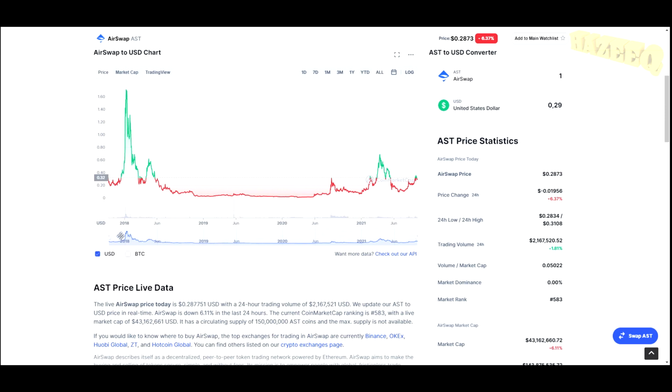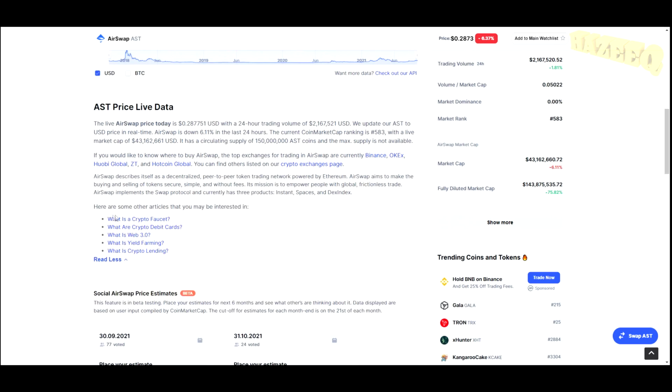Next up, what you want to do is scroll down over here, click read more, and read about the project. AirSwap describes itself as a decentralized peer-to-peer token trading network powered by Ethereum. AirSwap aims to make the buying and selling of tokens secure, simple, without fees. Its mission is to empower people with global frictionless trade. AirSwap implements the swap protocol and currently has 3 products: Instant, Spaces, and Dex Index.